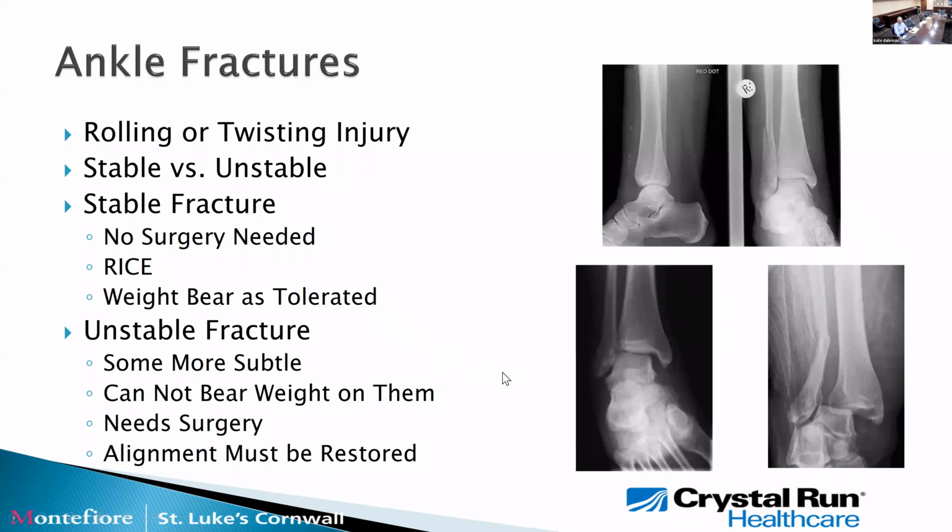The reason that an unstable ankle fracture needs to be treated surgically is that once the talus shifts over, even 2 millimeters, it increases the pressure on the cartilage here significantly, and it can lead to arthritis down the line. There's a risk of that anyway with any kind of ankle fracture, but that risk significantly increases if the alignment is not restored.